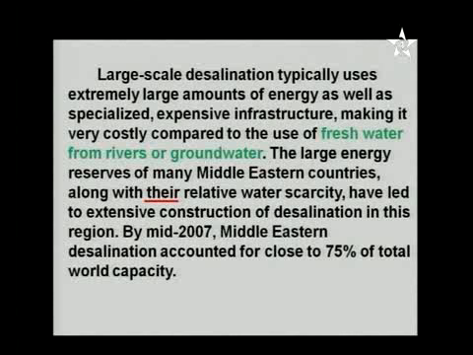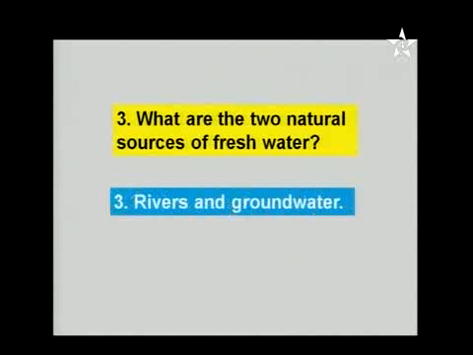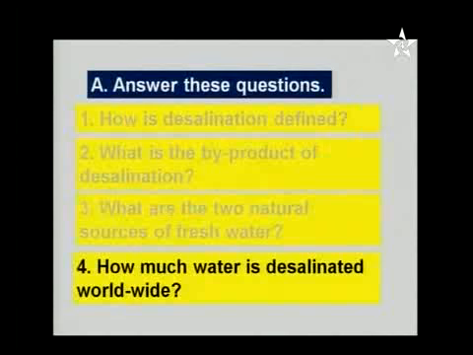Here we have fresh water from rivers and or groundwater. So we have got the answer. The question was, what are the 2 natural sources of fresh water? The answer is as simple as that: rivers and groundwater. Now we get to the last question of this first set.